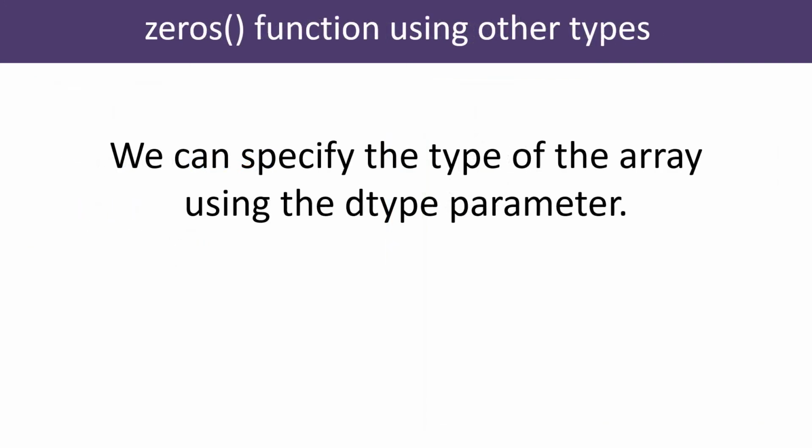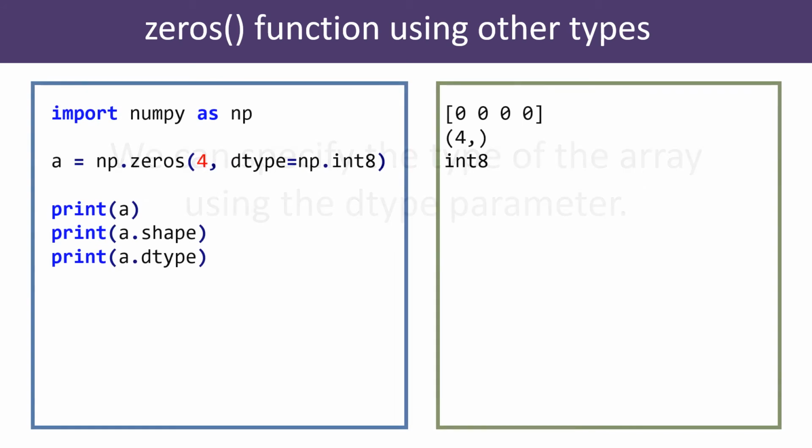Next, we will change the array data type by setting the dtype parameter. Here is the code. We've added dtype as a named parameter with a value of int8. The array then contains 8-bit integer values of 0.